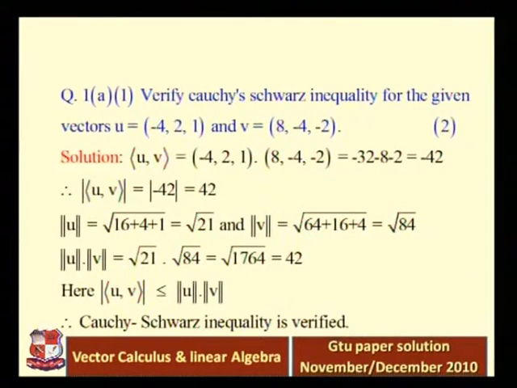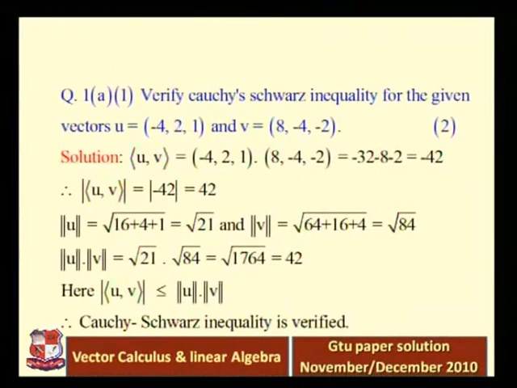So u is equal to (-4, 2, 1), v is (8, -4, -2). So inner product uv is equal to (-4, 2, 1) dot (8, -4, -2). Just use the simple dot product. So -4 into 8, that is -32, 2 into -4, that is -8, and -2, that is equal to -42. So the modulus of inner product uv is equal to modulus of -42, that is equal to 42. So left hand side is 42.